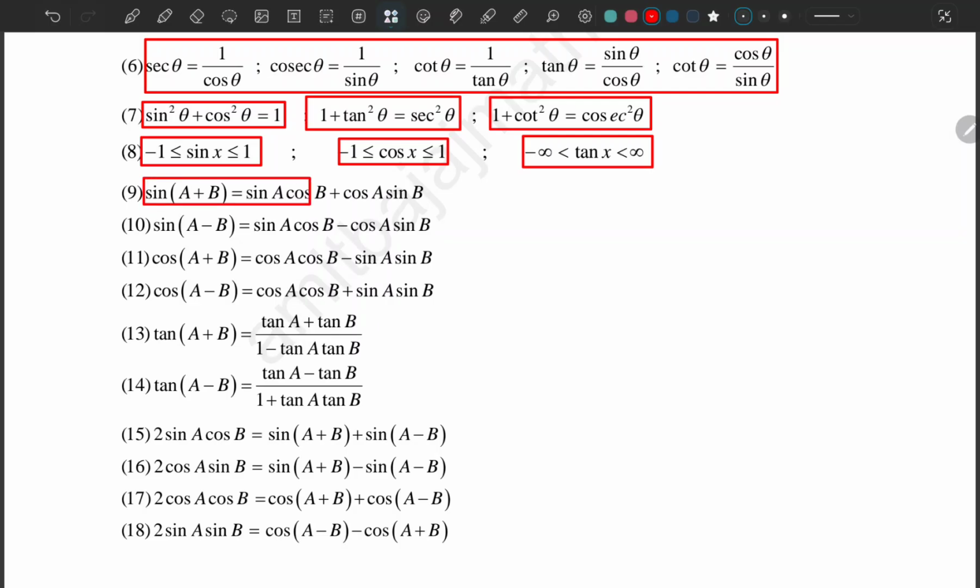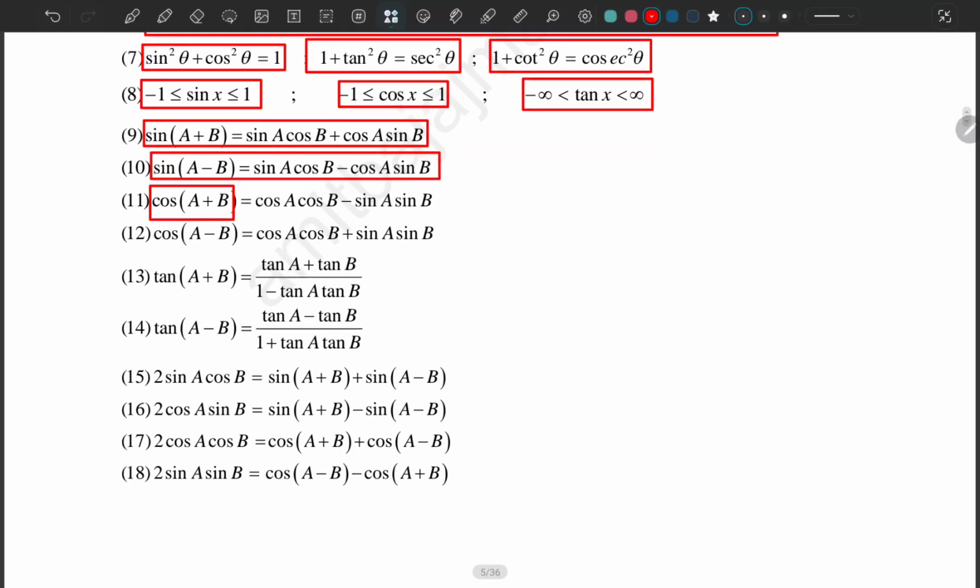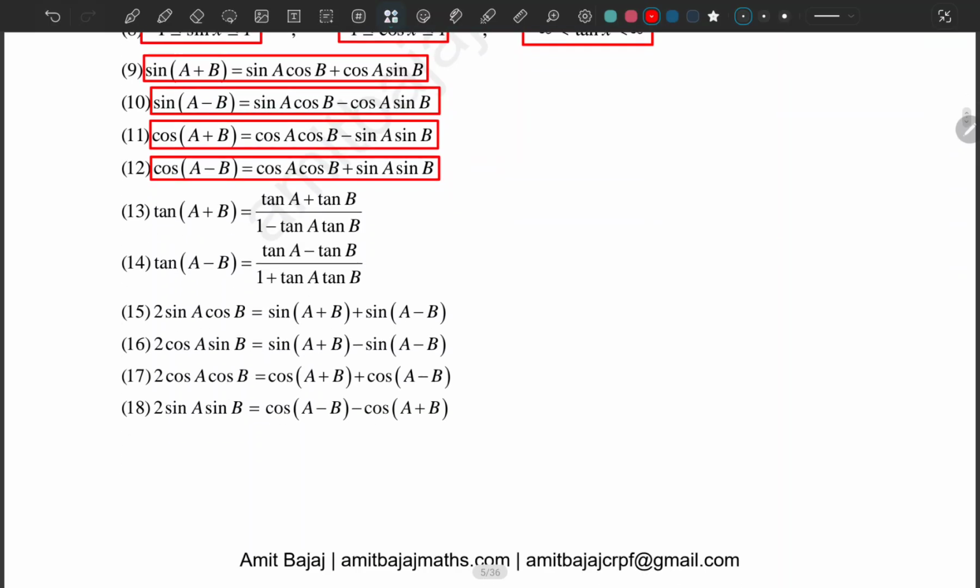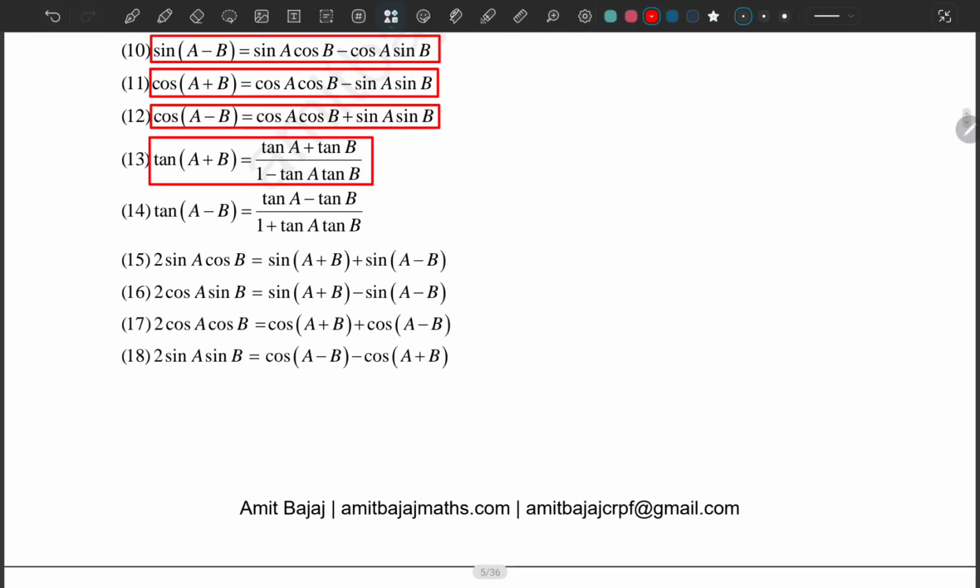Sine of a plus b is sine a cos b plus cos a sine b. Sine of a minus b is sine a cos b minus cos a sine b. Cos of a plus b is cos a cos b minus sine a sine b. Cos of a minus b is cos a cos b plus sine a sine b. Tangent of a plus b is tangent a plus tangent b upon 1 minus tangent a times tangent b.